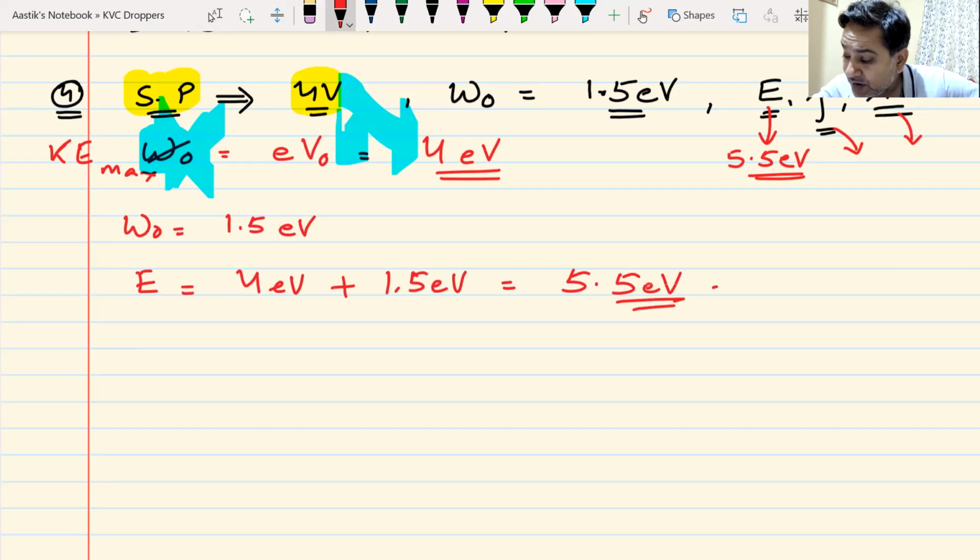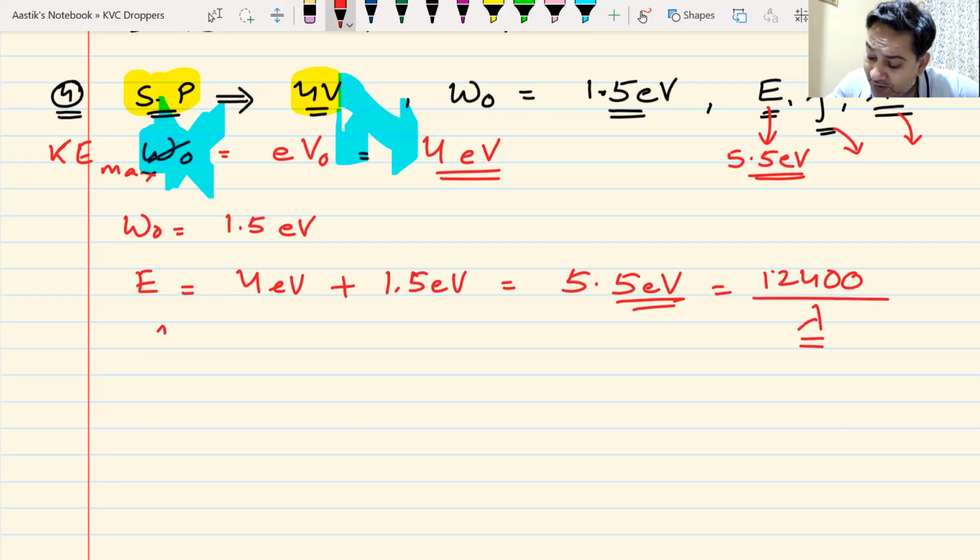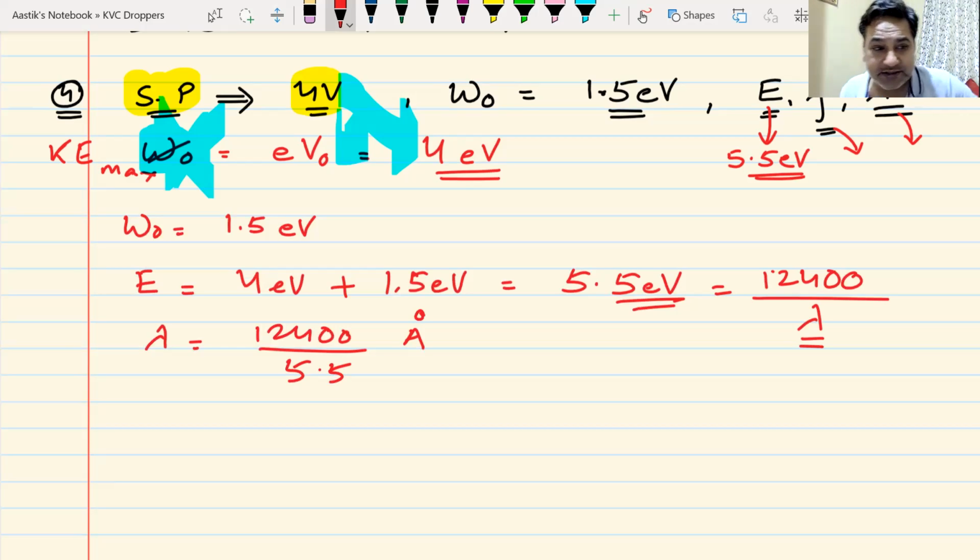Once I know this, that must be equal to hc by lambda. hc is 12,400. Do we understand this? Yes, sir. Divided by lambda. From here, I can find out lambda. Lambda will be 12,400 divided by 5.5, and this answer will come in Angstrom unit. Do we understand this? Yes, sir.